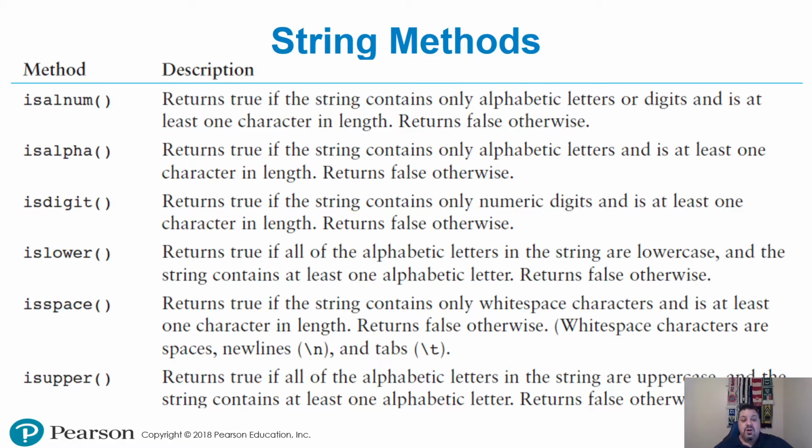And isspace returns true if the string contains only white space characters. White space characters are new lines, spaces, and tabs, pretty much. So there you are. If there's anything else besides white space, then it would return false.